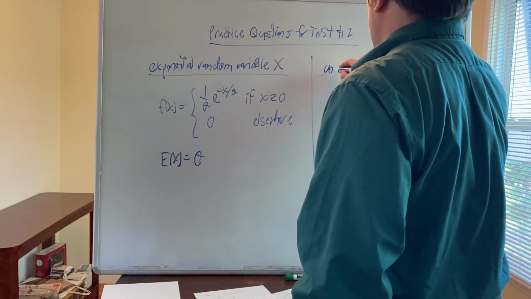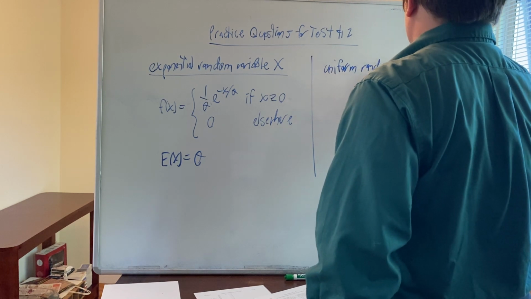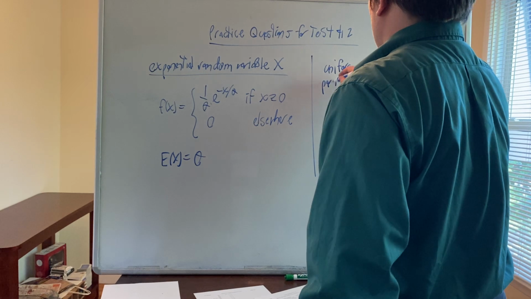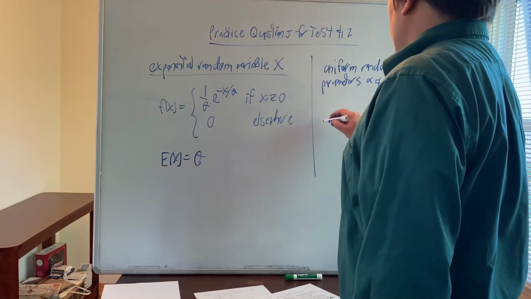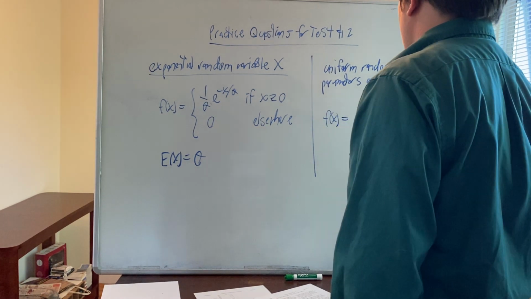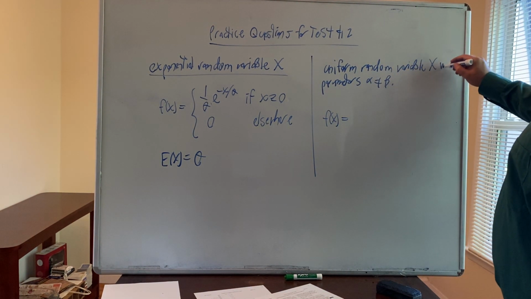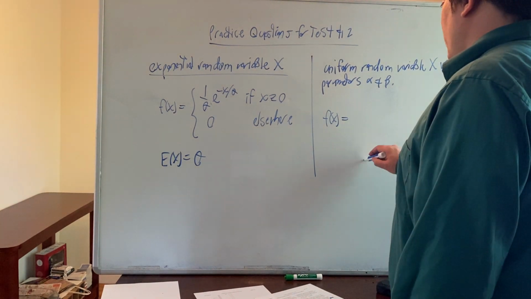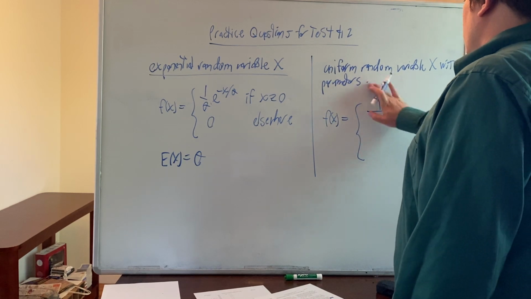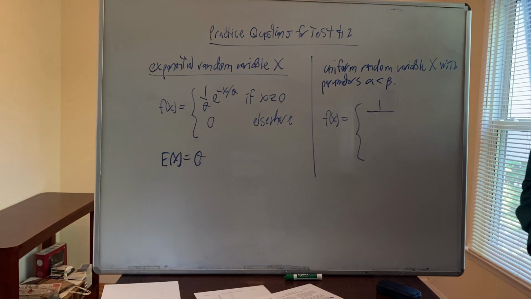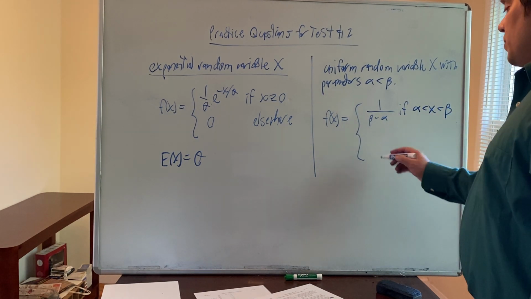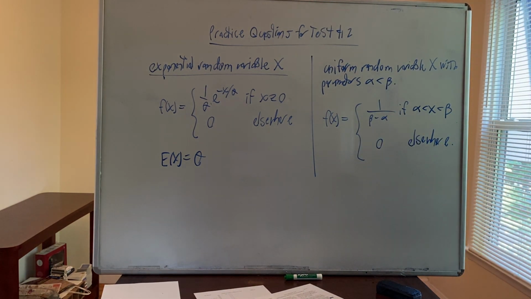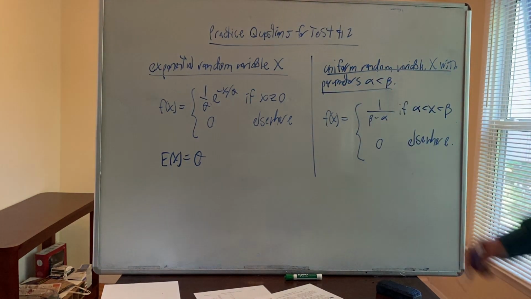If you have a uniform random variable with parameters alpha and beta, where they're different, alpha strictly less than beta, then f of x is equal to 1 over beta minus alpha if alpha is less than x less than beta, and it's 0 elsewhere. And so that's the PDF for a uniform random variable with parameters alpha less than beta. It's a continuous random variable.